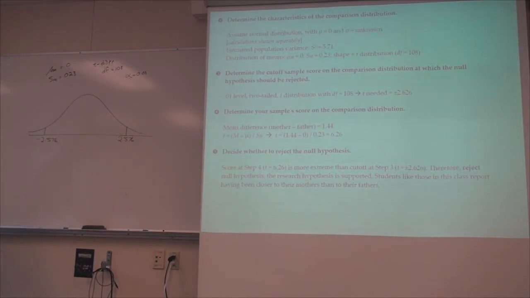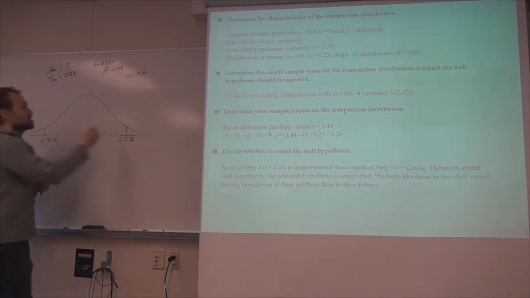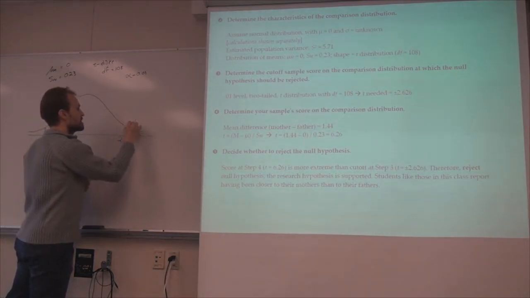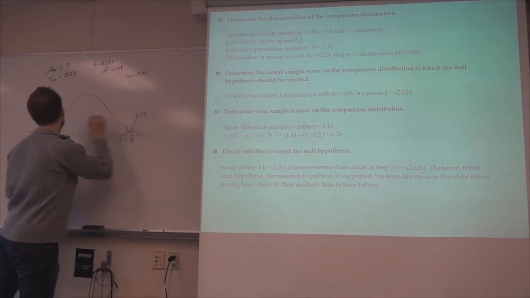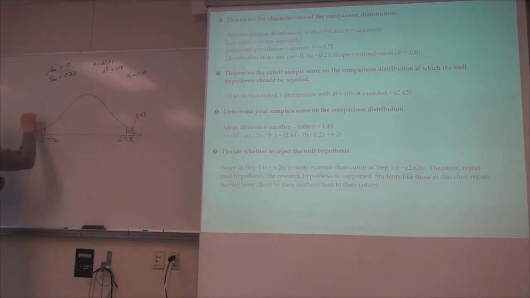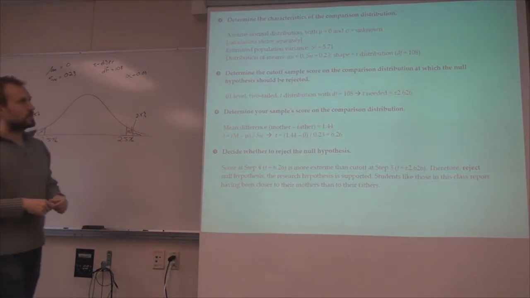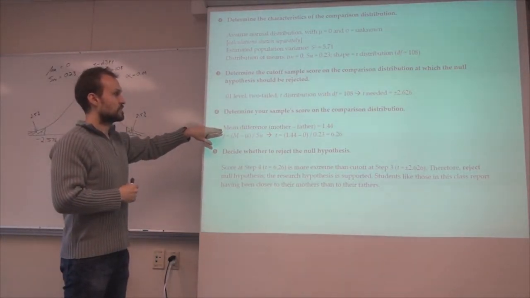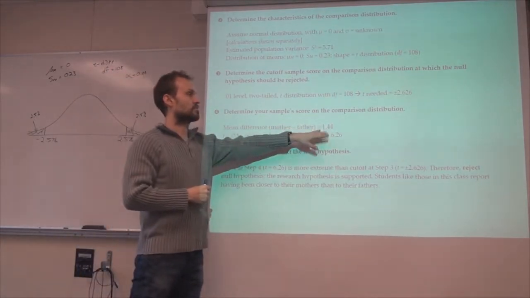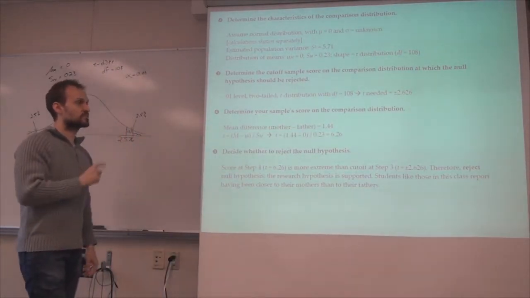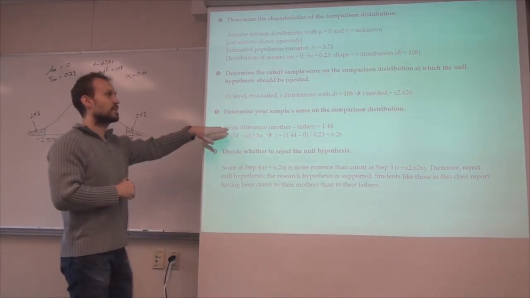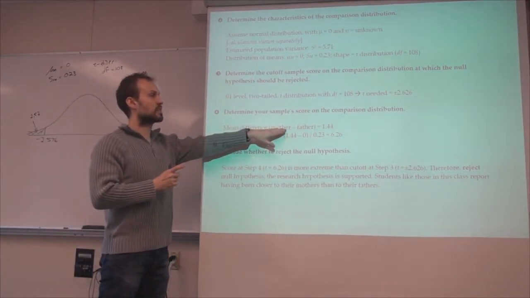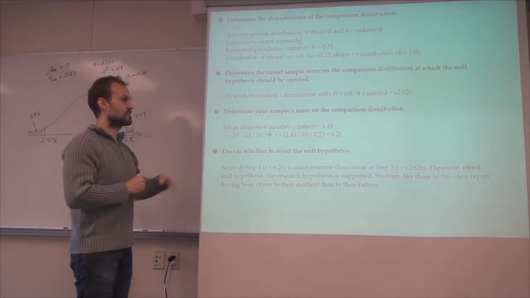All right, so now I'm looking to reject if it's in here, 2.5% and 2.5%. Let's see what our sample is telling me. So now I look at my sample and I get an average of 1.44 for the difference between mother and father. So in my sample, mother closeness is a little higher. Don't know if it's significant.